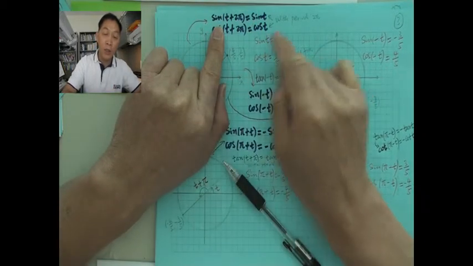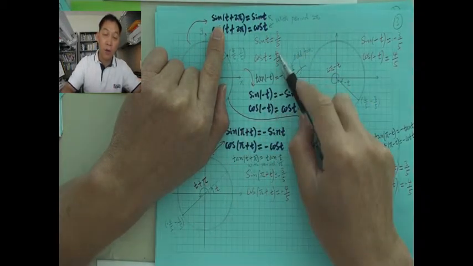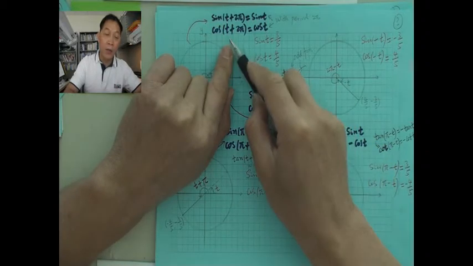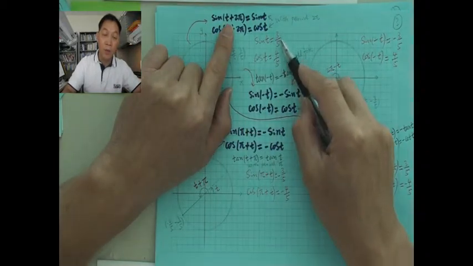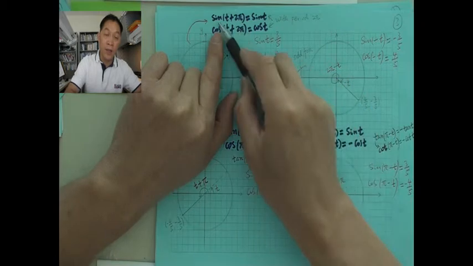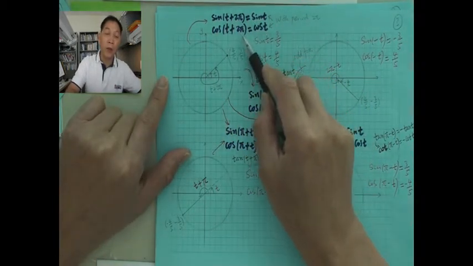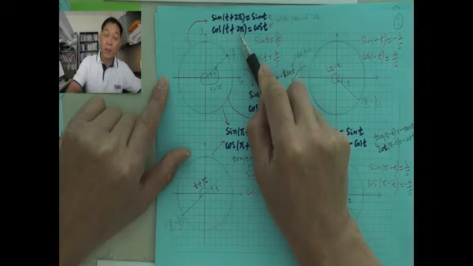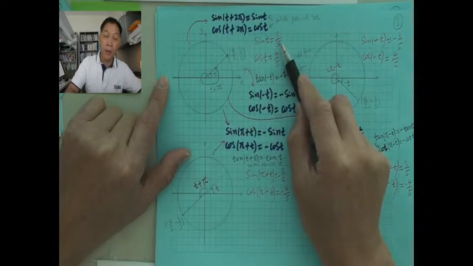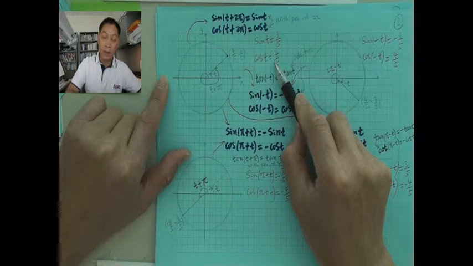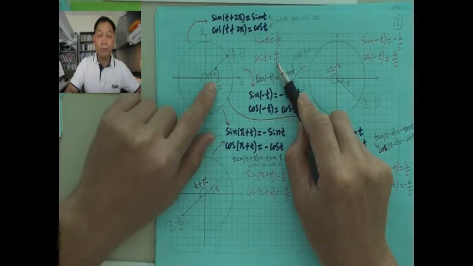So you see those two angles, t and t plus 2 pi, they will have the same x coordinate, 4/5, and y coordinate, 3/5. The y coordinate is sine, so you see they are equal. If you add 2 pi here, they are equal, because the xy coordinates are not going to be changed.